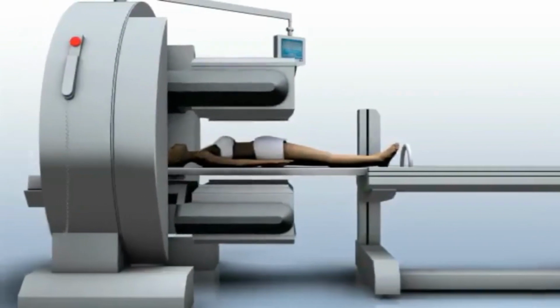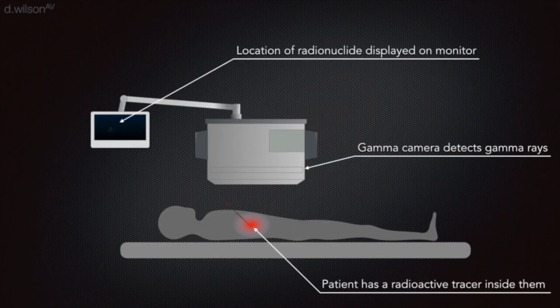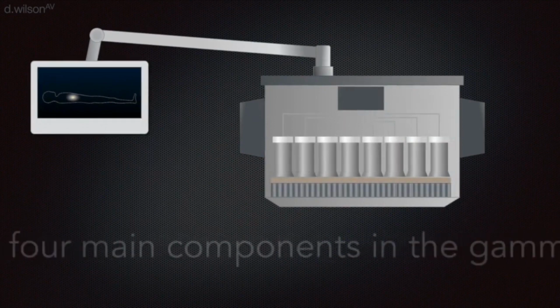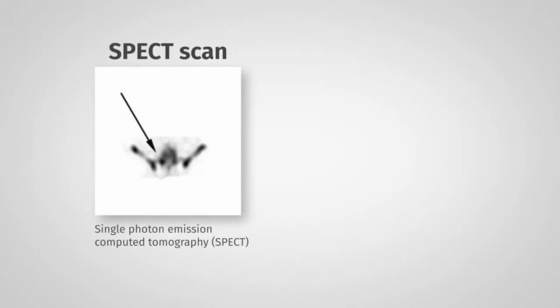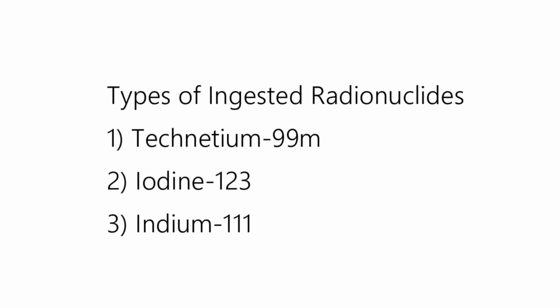This camera accumulates counts of gamma photons, which are detected by crystals in the camera. Just like an X-ray, the gamma camera will yield a two-dimensional projection of a three-dimensional object. A tomographic version of the gamma camera is called SPECT, which yields slices through the body. Because the detection techniques of gamma cameras and SPECT are based on the same concept, the same radioisotopes can be used for both techniques. Commonly used isotopes include technetium-99m, iodine-123, and indium-111.